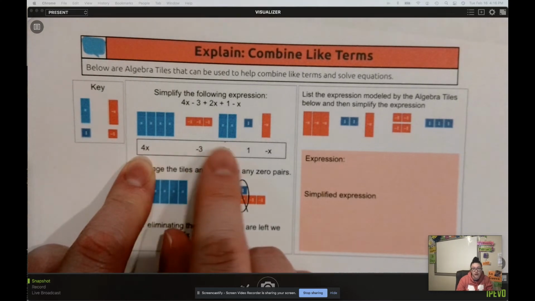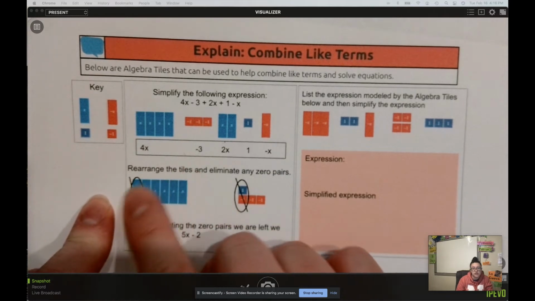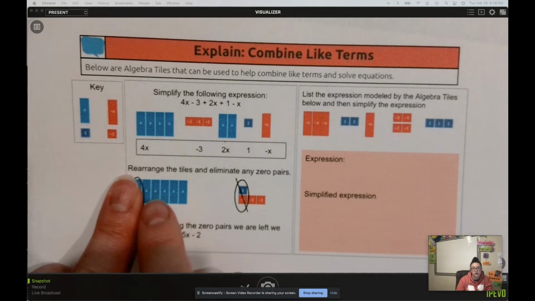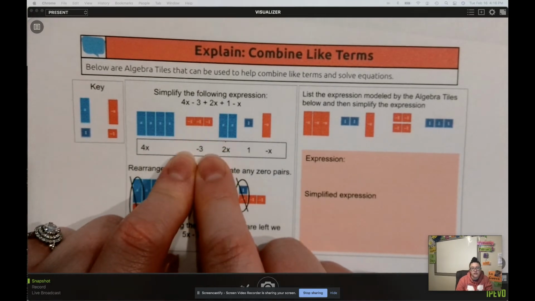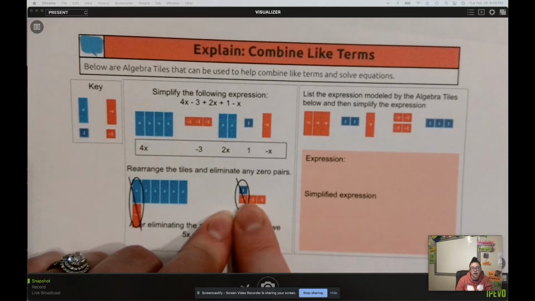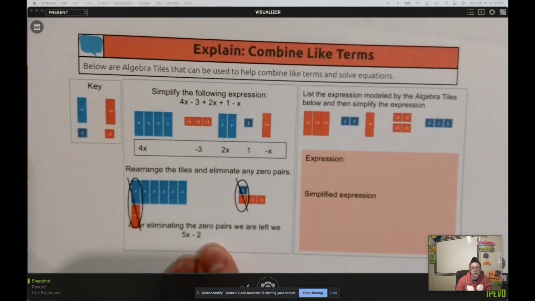I see I have 4x, 2x, and a minus x. So if I put all those together here, a positive and a negative make a zero pair, so I'm left with 5x. With the ones, I had 3 negatives and 1 positive. If I put that 1 positive with the 3 negatives, I make a zero pair, there's negative 2 left. So that would turn it into 5x minus 2.